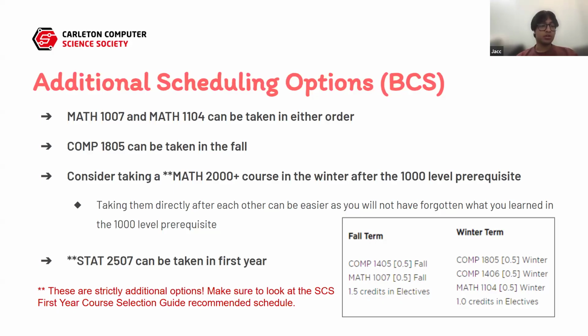You can choose to take Comp 1805 in the fall term instead of the winter term, if that works better for your schedule. You can also consider taking Stat 2507 or a second year maths course once you've taken its first year prerequisite in your first year if you just want to get some more of your required courses done early. But yeah, most of these changes will increase your workload. So if you prefer to have a more balanced first year, then you may just want to stick to the registration guide.